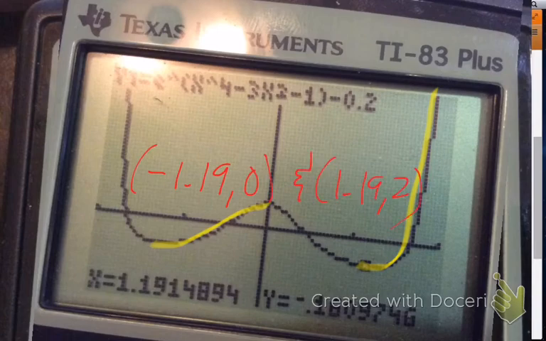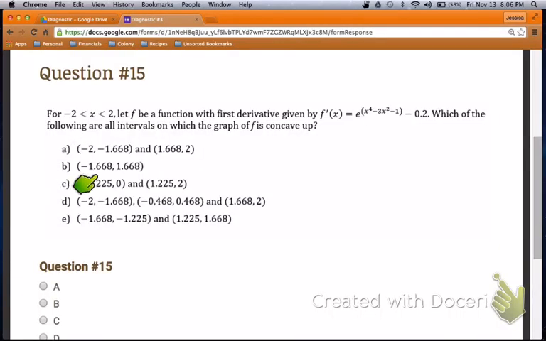If I can find an answer choice that looks very similar to that, then I'm good to go. The answer choice that looks closest is negative 1.19 to 0 and 1.19 to 2, which is probably C. And again, if you didn't get exactly what it was, you can go back and actually find the minimum in your calculator if that makes you feel more comfortable. But if you're okay with the estimation technique, that works as well. That's the closest one that resembles what the answer should be, which is why C is the answer.